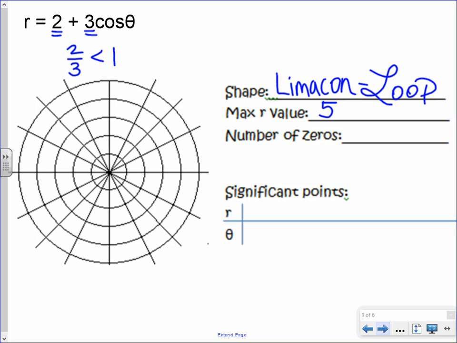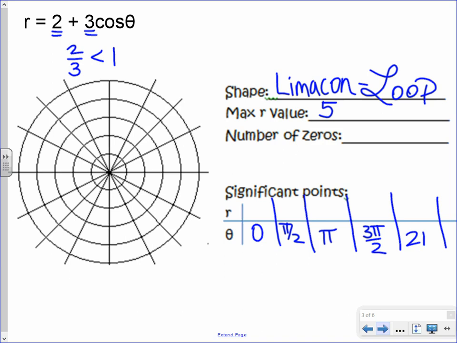All right. We always say zeros for the end. So let's go ahead and talk about our significant points. Every single limaçon that you graph, these are your significant points. Theta is 0, theta is pi over 2, theta is pi, theta is 3 pi over 2, and then back to theta is 2 pi. Those are the only 5 that you need. They're the nicest to plug in, and they give us the nice values on those different axes.